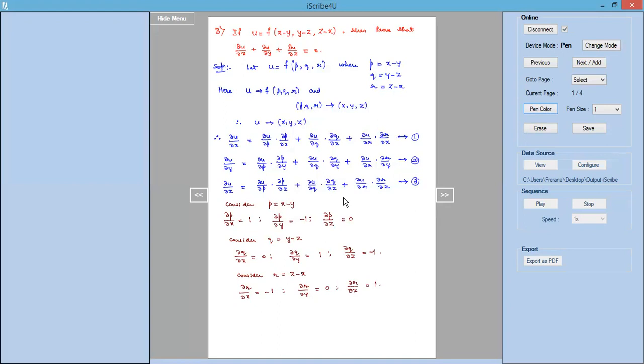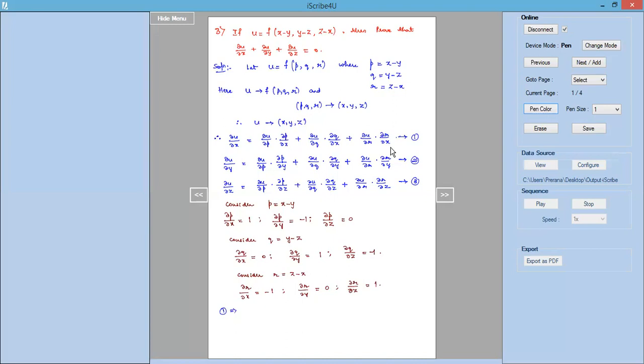So equation 1 implies, we are substituting the partial derivatives. So we know ∂p/∂x, ∂q/∂x, ∂r/∂x. The remaining terms we are not familiar with, we will keep as they are: ∂u/∂p, ∂u/∂q, ∂u/∂r. We are not familiar with these partial derivatives. Let us keep them as they are. So let us substitute for the remaining ∂p/∂x, ∂q/∂x and ∂r/∂x.